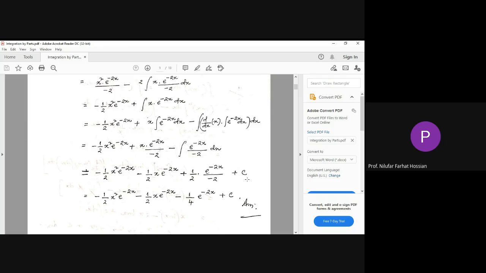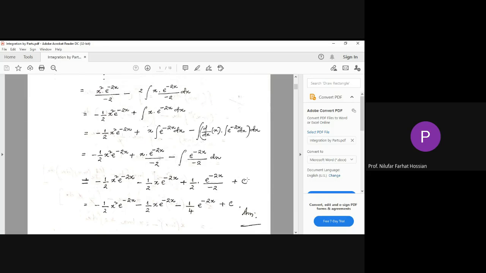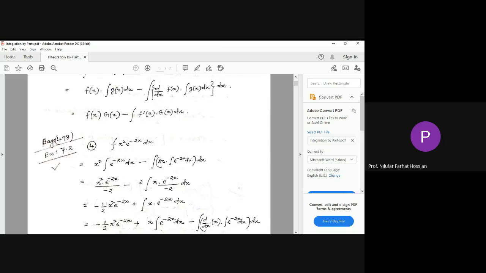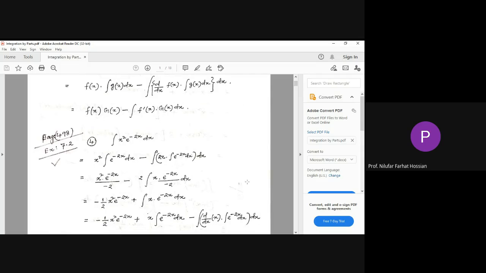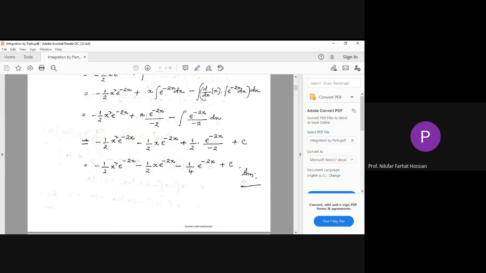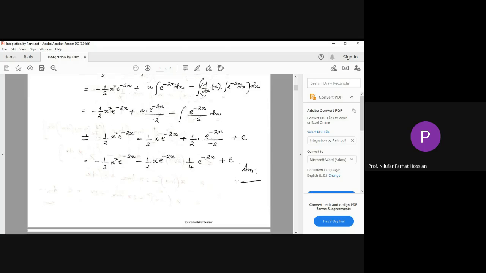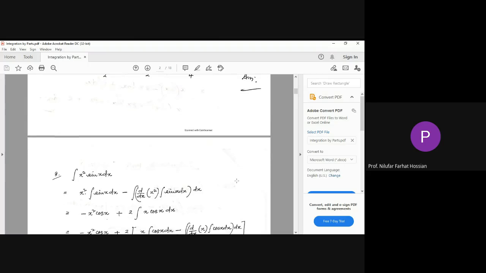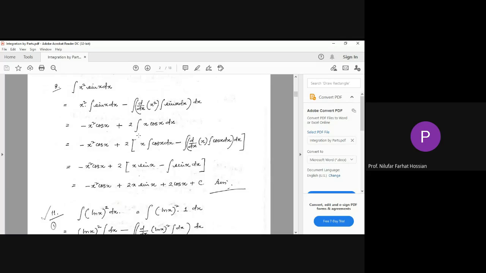And there must be an integration constant because it is an indefinite integral. After performing the integration, you have to put a constant. So this is your result. This is easy for you.